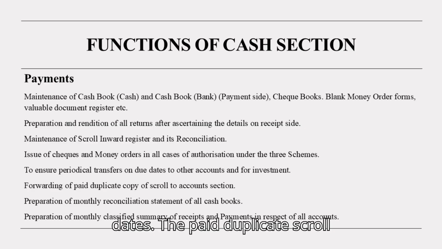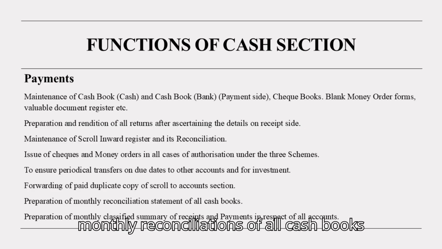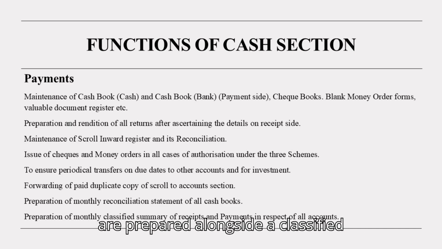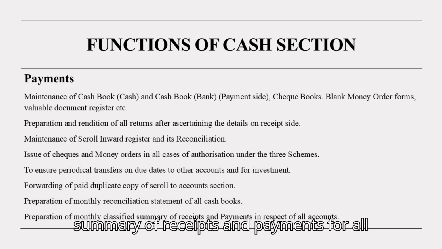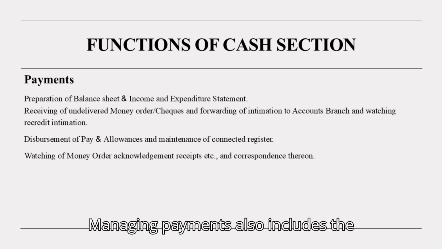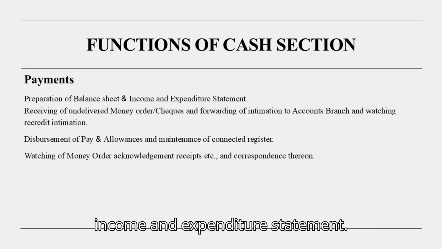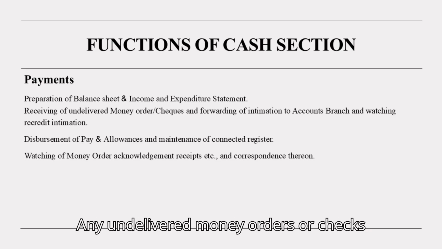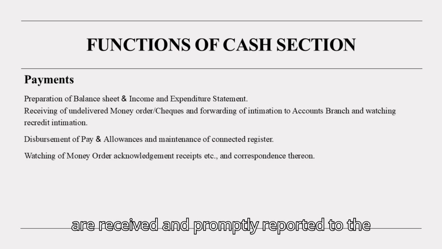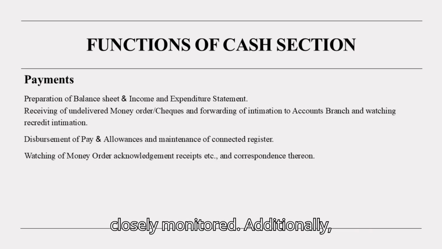The paid duplicate scroll is forwarded to the accounts section, and monthly reconciliations of all cash books are prepared, alongside a classified summary of receipts and payments for all accounts. Managing payments also includes the preparation of the balance sheet and the income and expenditure statement. Any undelivered money orders or checks are received and promptly reported to the accounts branch, with recredit intimation closely monitored.